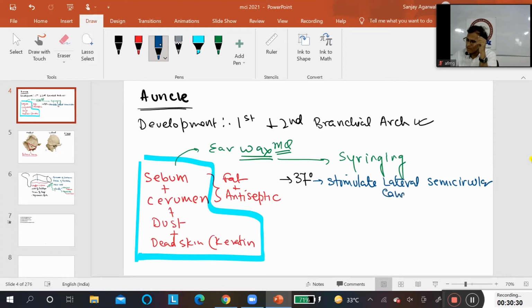What is the lateral semicircular canal? This I'll talk about when we talk about middle ear anatomy. And if you stimulate the lateral canal, what happens to the patient? The patient begins to have vertigo and nystagmus.